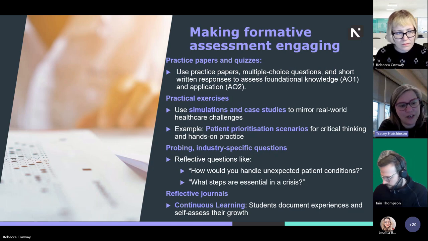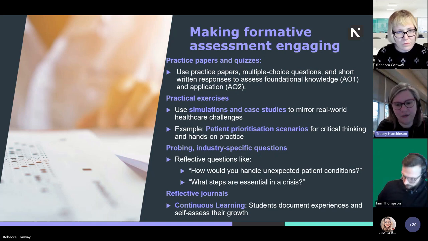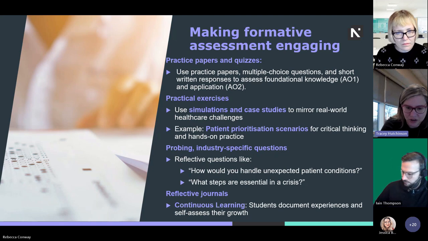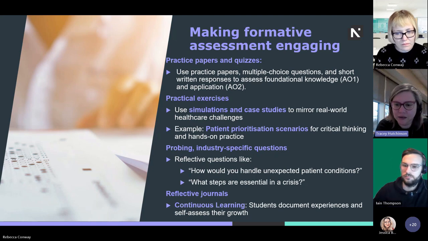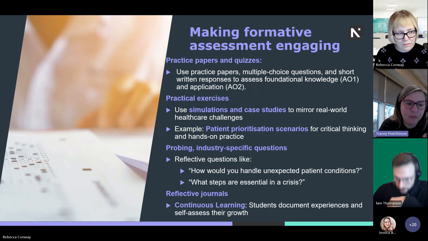A key is our questioning, isn't it? How do we ask our students, how do we probe our students? These questions need to be probing, and they need to be reflective. They can be industry specific. How would you handle an unexpected patient condition? Or what steps are essential in a crisis? That really gets the students to think critically and prepares them for the decision-making demands of healthcare roles.